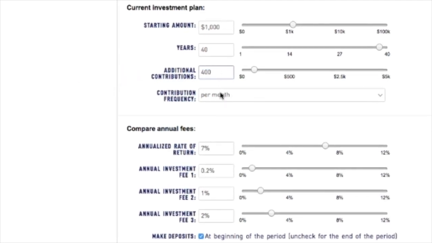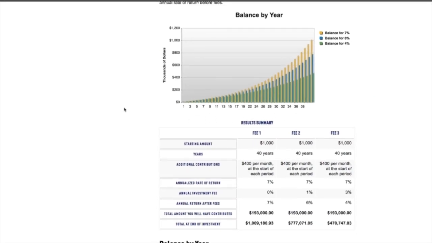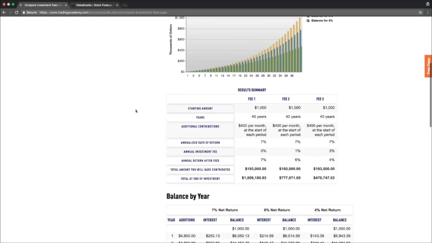And then we're going to drop down and do the compare annual fees, all right? We're going to do a rate of return at 7%. We're going to leave the first column at 0% interest. That's going to be your self-directed account. We're going to leave the next column at 1%, and then we're going to change the last one to 3%, which is the industry standard, okay, for example's sake. We're going to go up and hit calculate, and that's going to bring you to this page, which is going to compare the three columns.